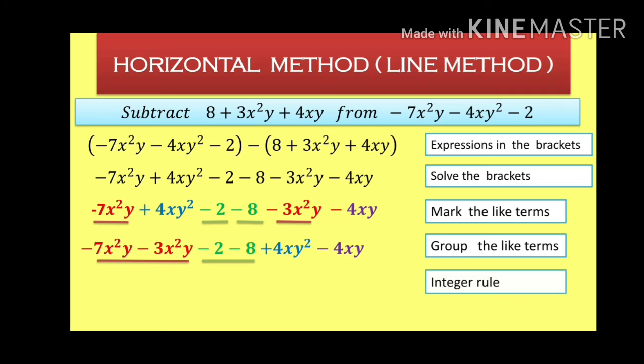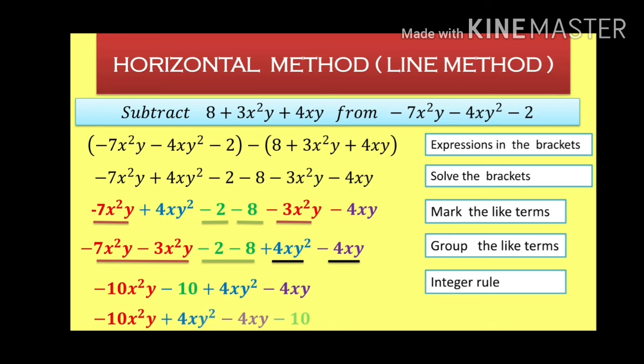So the next step, integer rules. First one becomes minus 10x squared y. Next is minus 10. Then 4xy squared will be 4xy squared only. No calculations, no simplification, nothing here. And minus 4xy is minus 4xy. So we can just arrange it properly and put the constant at the last. So it becomes minus 10x squared y plus 4xy squared minus 4xy minus 10. So that's the solution of this question.